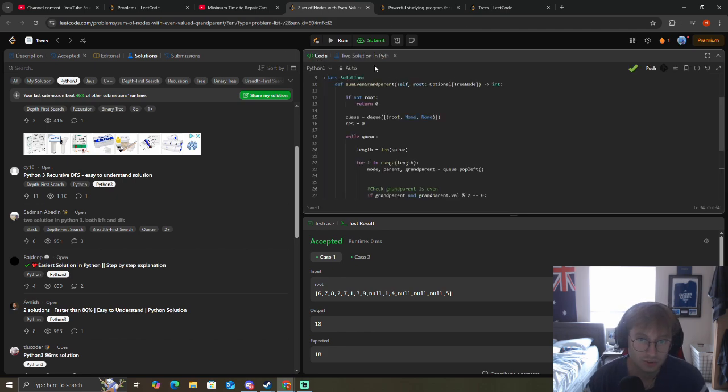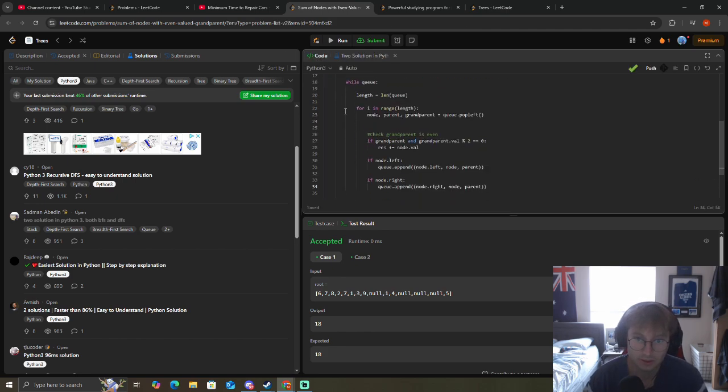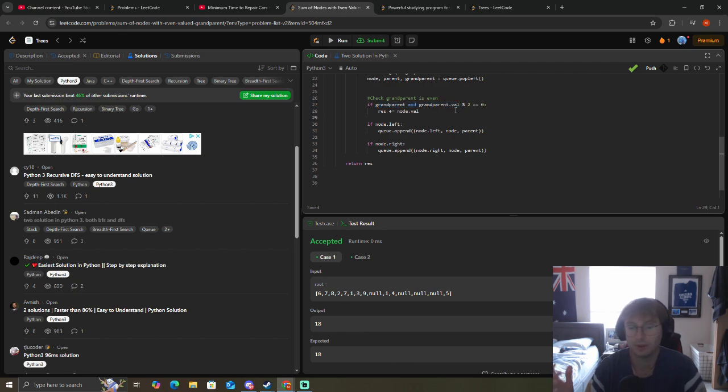I don't know. I think my solution is pretty readable. I mean, bro, we just create a queue, get the length, add each thing, check with the grandparent.